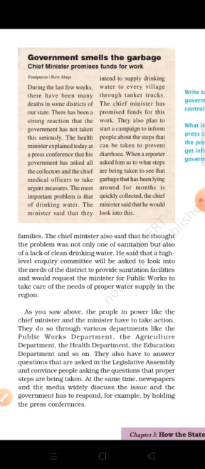They deal with various departments, like the public works department, the agriculture department, the health department, the education department, and so on. They also have to answer questions that are asked in the legislative assembly and convince the people asking the questions that proper steps are being taken. At the same time, newspapers and the media widely discuss the issue and the government has to respond, for example, by holding a press conference.